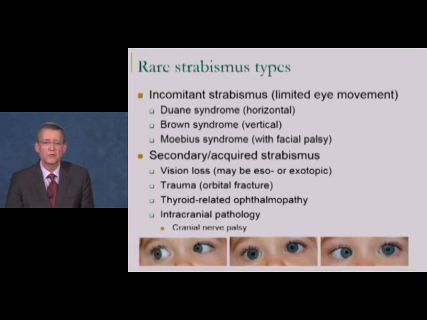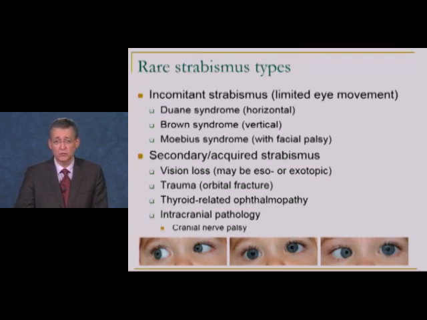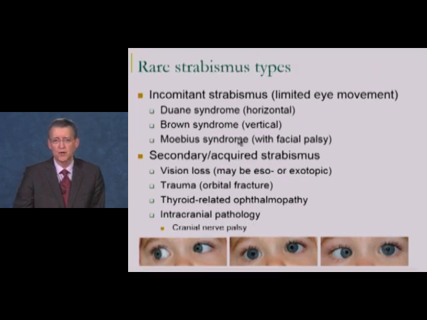And then there are secondary strabismus types. And actually, I guess I shouldn't call those rare necessarily. Vision loss, as we mentioned, trauma, thyroid eye disease, that's actually pretty common in adults, but pretty uncommon for kids. Even kids with like Graves' disease who've got very prominent eyes, they tend not to get strabismus when they're prepubertal. And then intracranial pathology, a cranial nerve palsy. And so that's the thing you have to be worrying about when you have these patients with secondary or acquired strabismus.